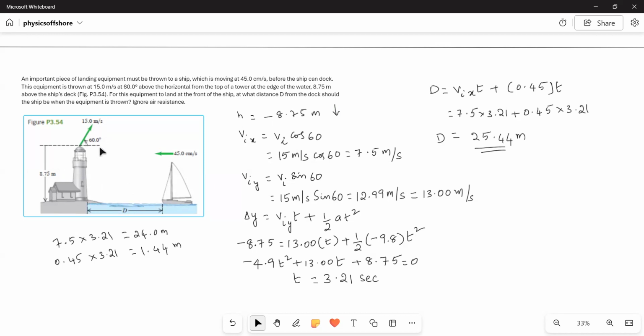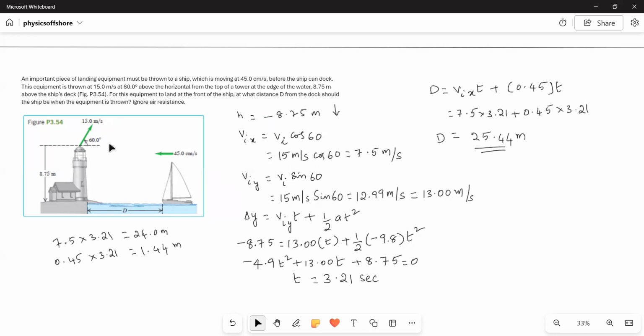That means, for the equipment to land in front of the ship, what should the distance be? For that, first we will write down the data. This is a projectile motion problem. The equipment should fall 8.75 meters, so I am putting the negative sign here. The y direction displacement is negative 8.75 meters.